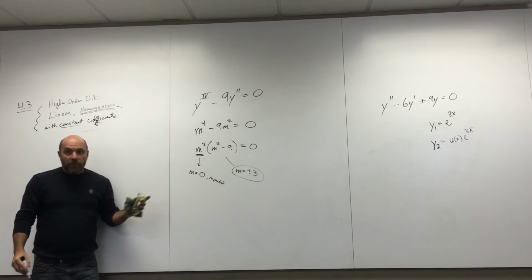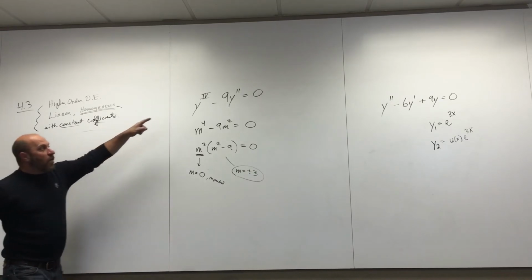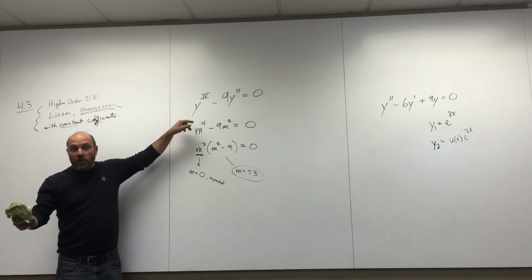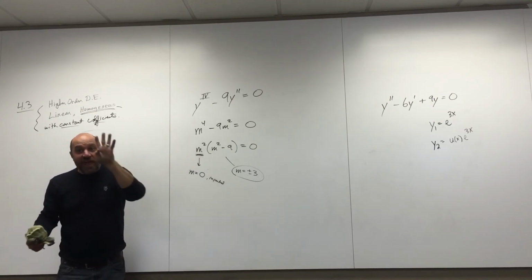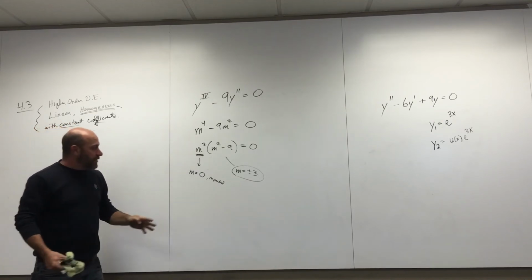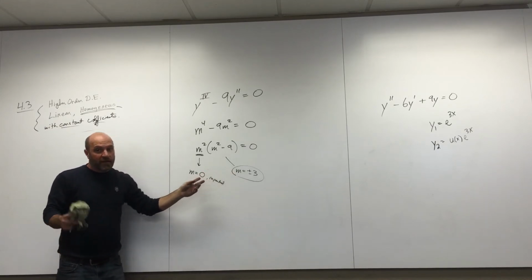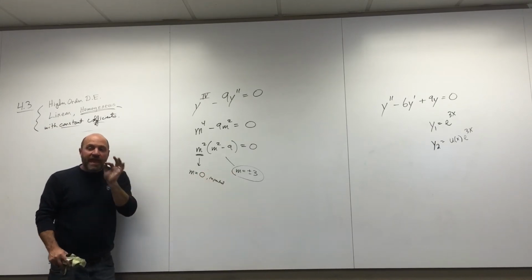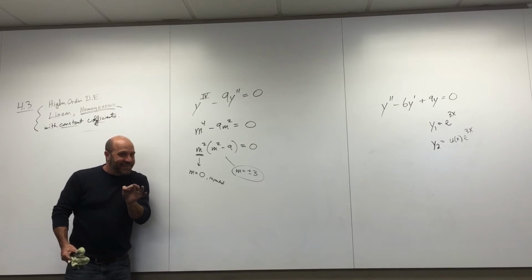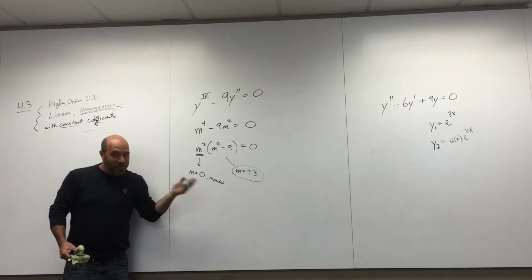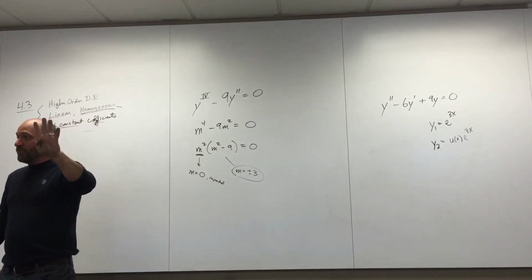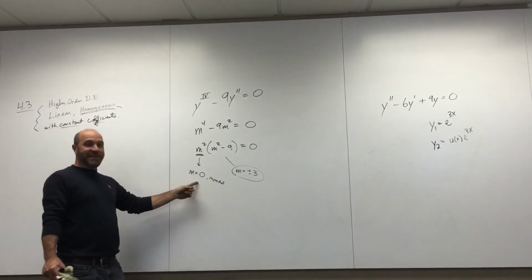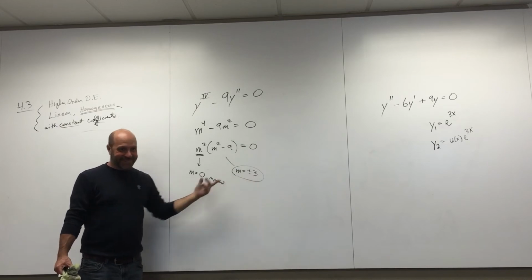Again, a 4th order DE turns into a 4th degree polynomial, and we should have 4 roots. Now, you might look at this and say we got 3 roots, and you're right. But when you count multiplicities, or the repeatedness of them, it should add up to 4. So 2 of these and 2 of those adds up to 4.